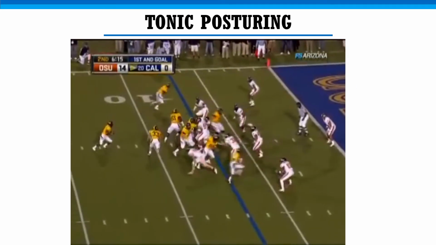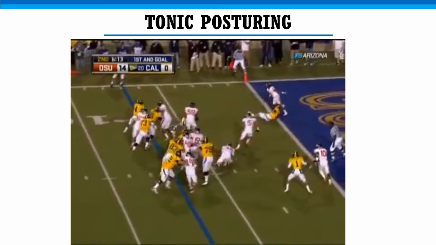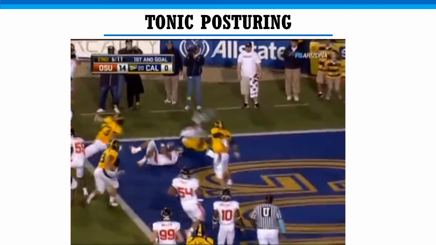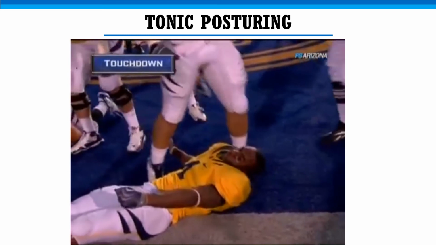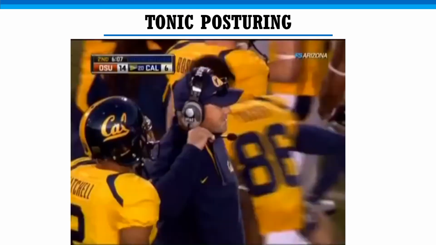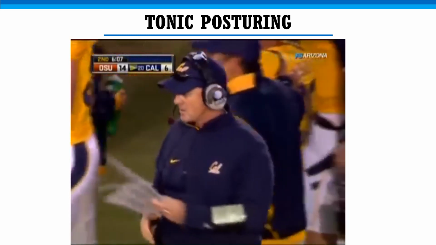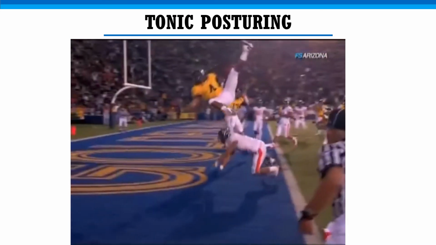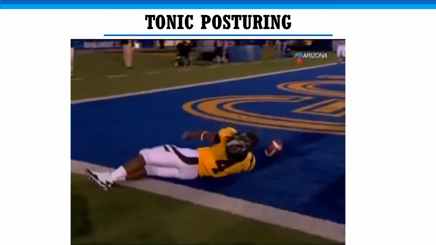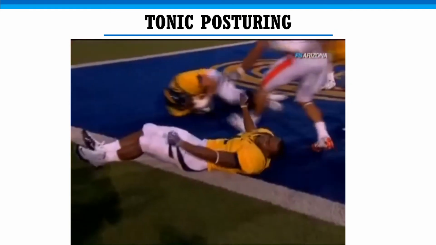Oregon State. They're running that crazy formation. Johnny leaps into the end zone. Touchdown, California. He landed on his back. And he was up. He leaped to begin with, and then ended up landing on his.